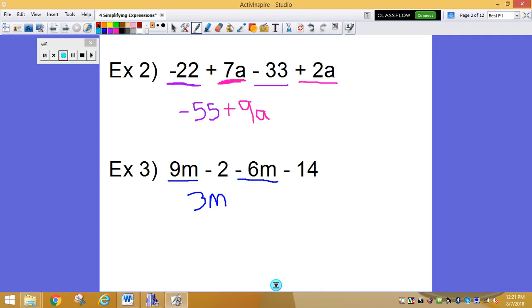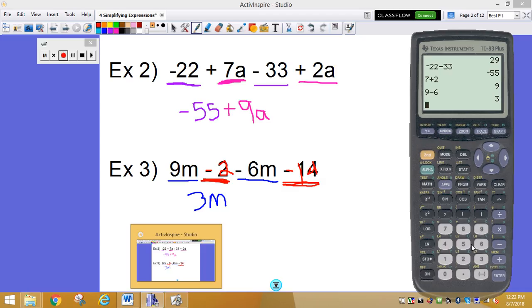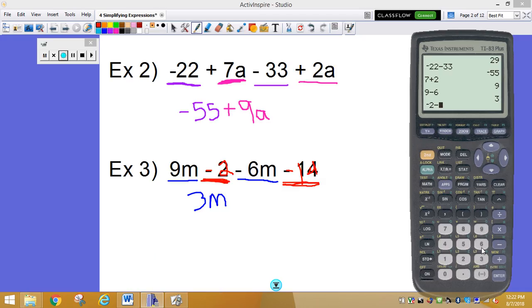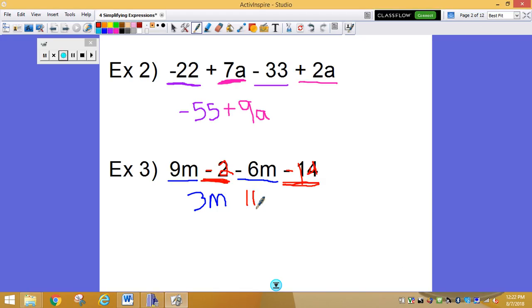All right, and this is where I said don't do it on your own because this is a little bit different. This minus 2, I'm going to treat it as a negative 2, okay? And then this minus 14 at the end, I'm going to type in as a minus 14. So when I type this in, I'm going to type in negative 2 minus 14. So let's type that in. Negative 2 minus 14. And you get negative 16. And remember, if you get a negative answer, that just means your sign is going to be minus.